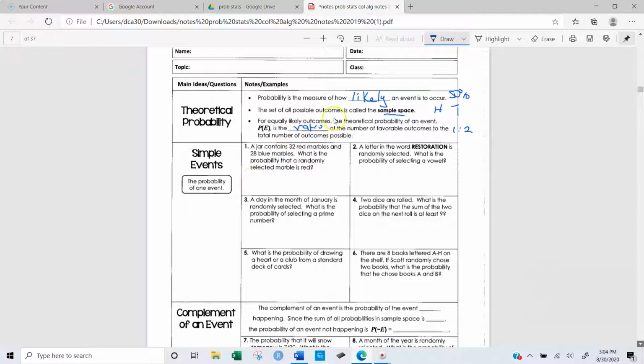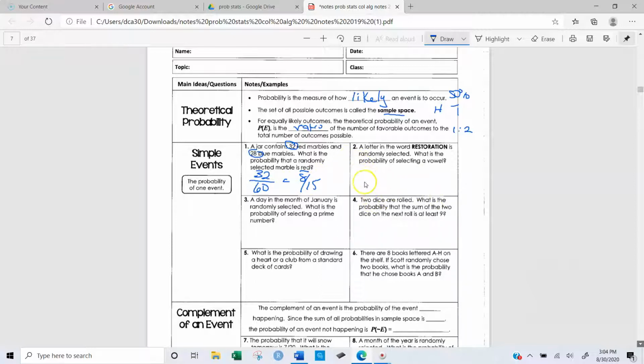Okay, a jar contains 32 red marbles and 28 blue marbles. What is the probability that a randomly selected marble is red? So when you look at this, you take 32 and 28, and we have 60 total marbles in our jar. So it's out of 60, whatever our chances are. It said red, so the red marble is 32, so we have 32 out of 60 is our probability. That reduces down to 8/15. Okay, pause and try yours.